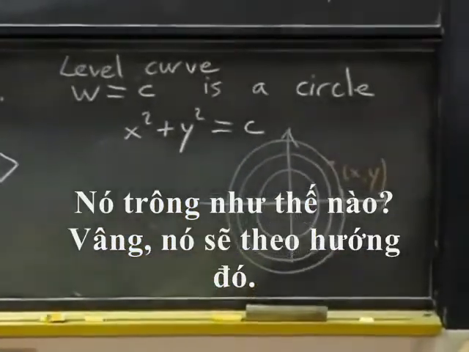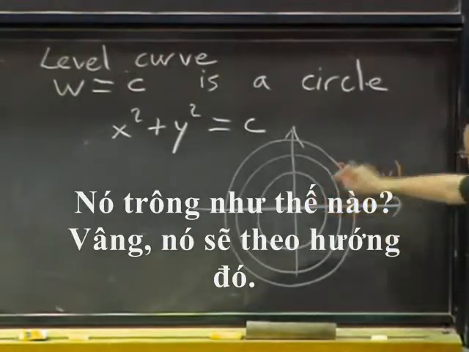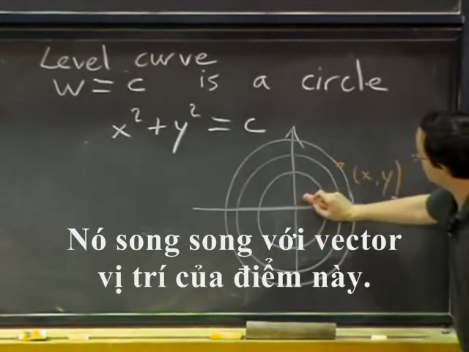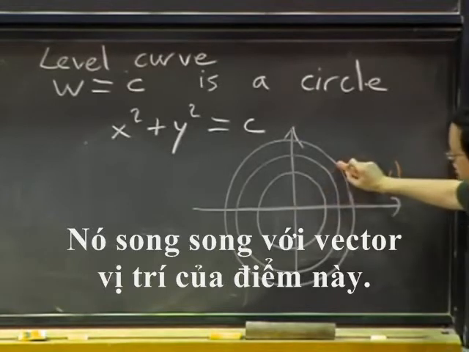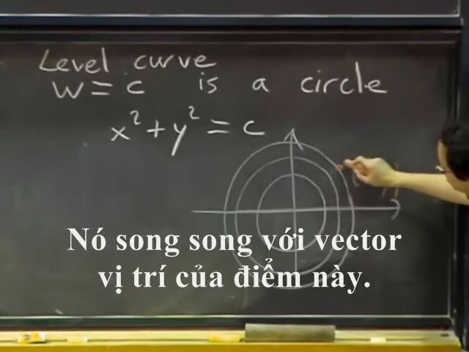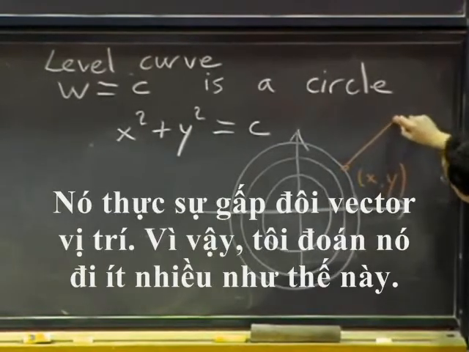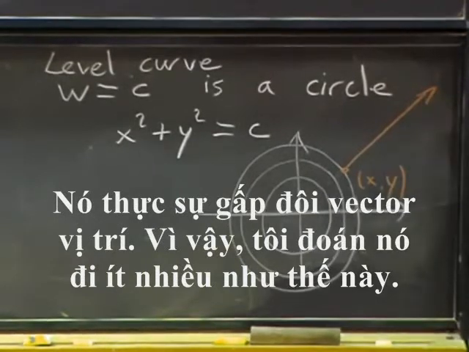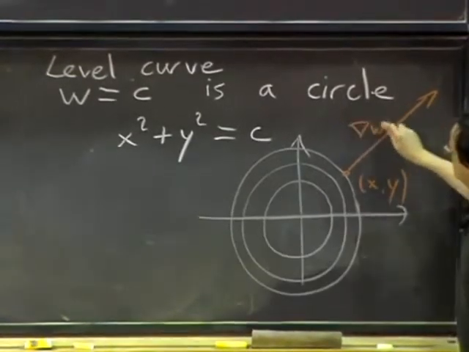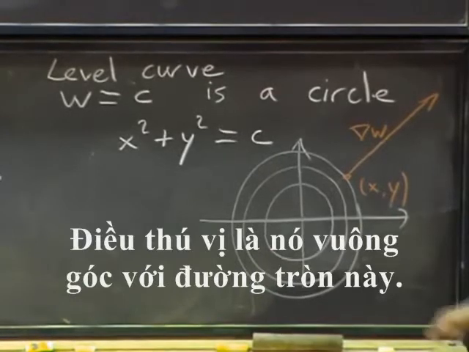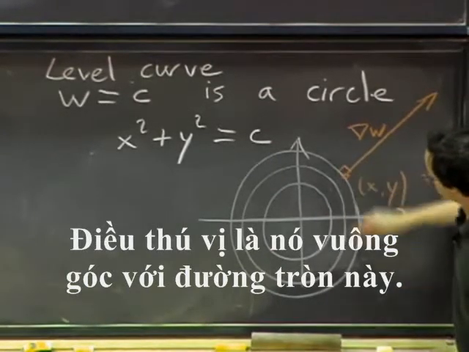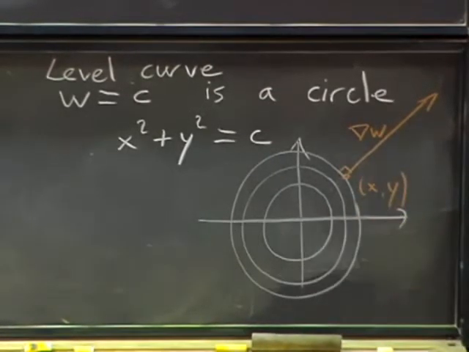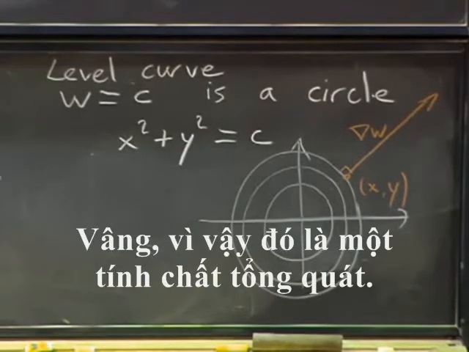What does it look like? Well, it's going in that direction. It's parallel to the position vector for this point, and it's actually twice the position vector. So I guess it goes more or less like this. What's interesting to us is it is perpendicular to this circle. Okay? So it's a general feature.